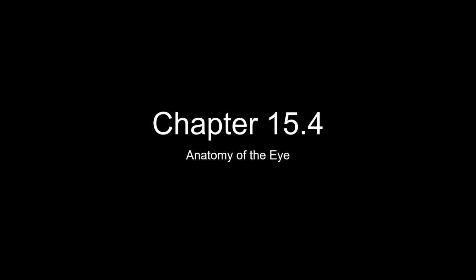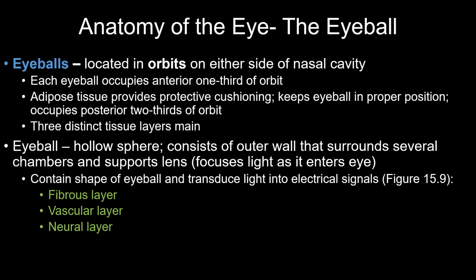Now, this will begin pretty much the longest subsection of our chapter this week. This is going to be the anatomy of the eye. And so if we talk about the anatomy of the eye, first we're going to talk about the anatomy of the eyeball itself. And then later on in this chapter, we'll talk about the anatomy of the eye's accessory structures. So the first thing is the eyeball.